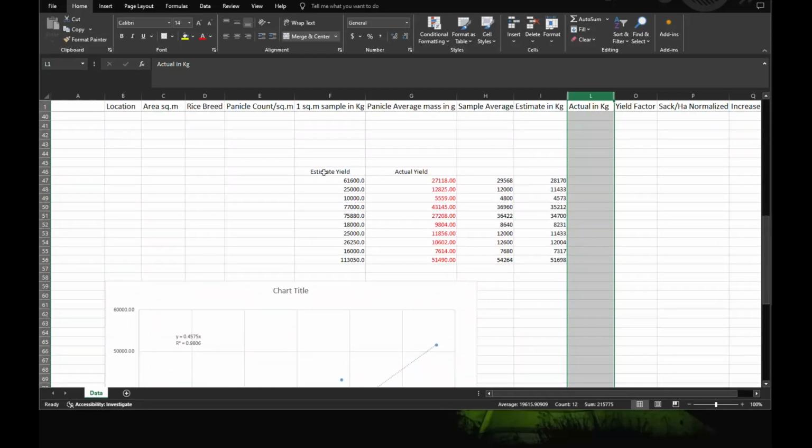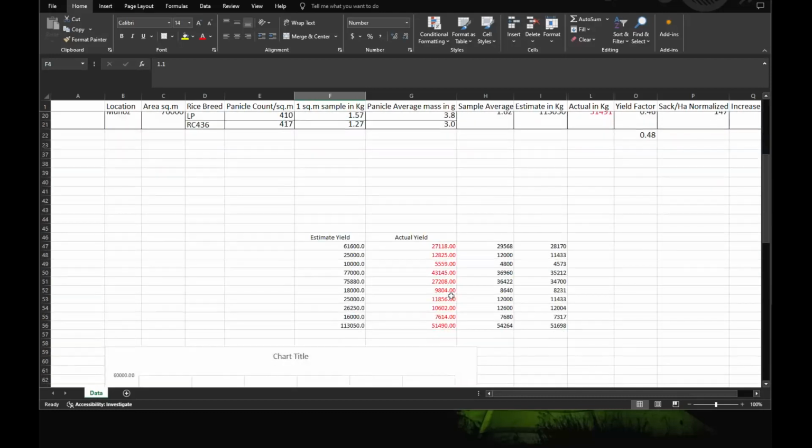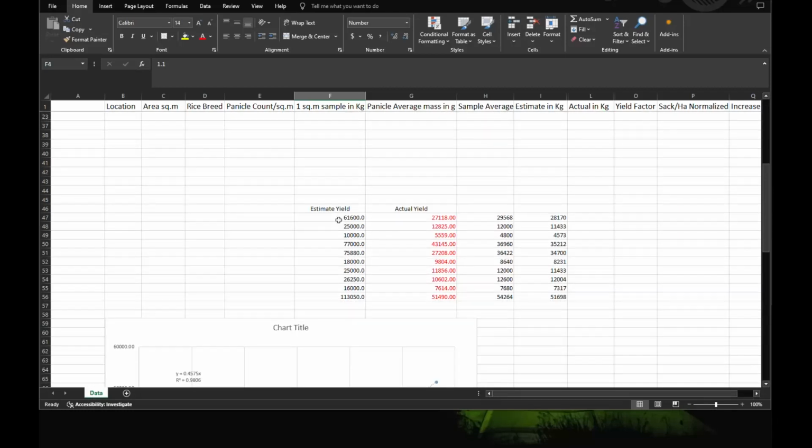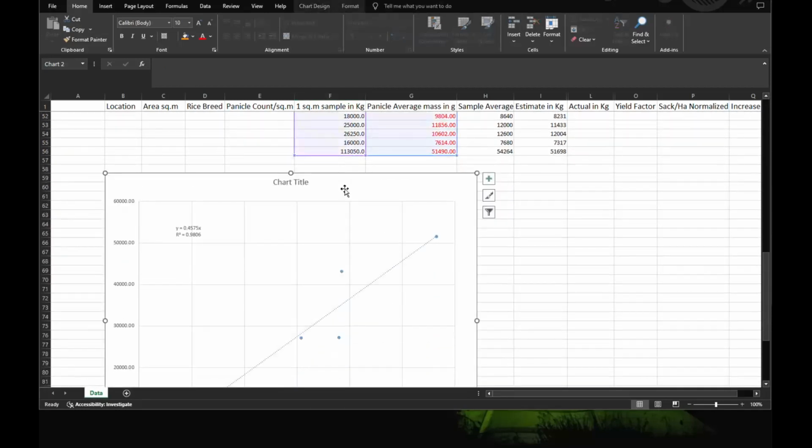So this is the table: estimate yield based on this value and the actual yield. These numbers are just that number. I didn't format them or anything like that. So I plot chart them. To start, let me just delete this.